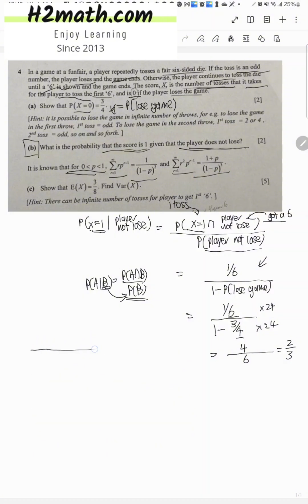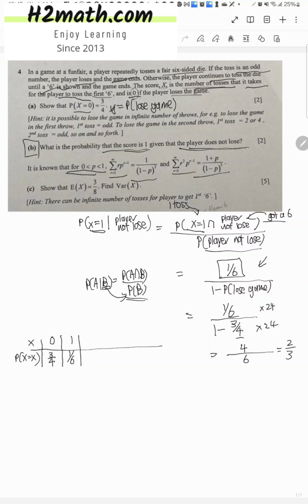Let's get the probability distribution for all the possible X values. So probability X equals x. This is called the probability distribution table. The probability of losing is 3/4, which we already found. Then the probability of X equals 1, we found that it is just 1 over 6. That means getting the 6 in 1 toss.